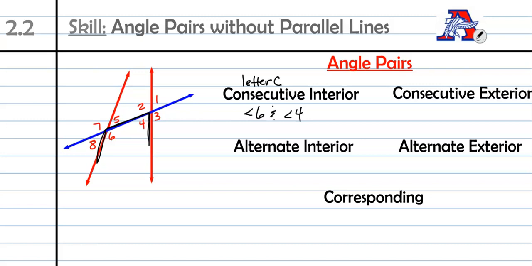And I'm going to find the other pair. I may not do all of them for each of them, but I'm going to do all of them for this one. There is another letter C up this way. So angles 2 and 5.